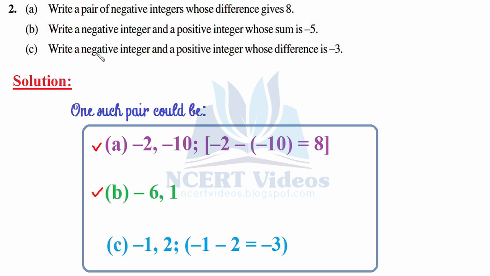Now write a negative integer and a positive integer whose difference is -3. Now we are asked to find the difference, so we will subtract, and the negative integer is -1 and the positive integer is 2. So we have to subtract, therefore a minus sign comes, and since the signs are the same, we add them up. Therefore 3 and the sign comes of the negative number, therefore -3. This is your required answer, and that was your question number 2.